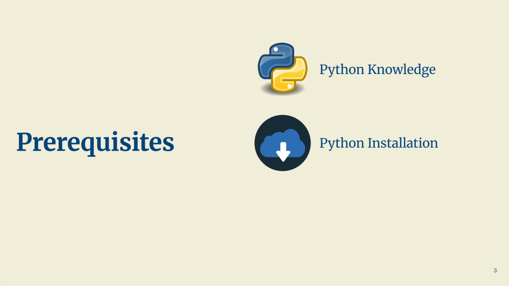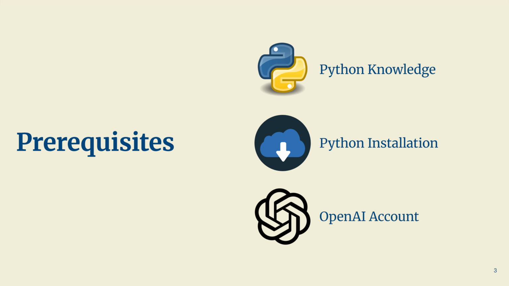First, you should be familiar with Python concepts like Python functions, executing Python scripts, and Python virtual environments. Second, you'll need Python installed on your system. Third, an OpenAI account with API access and available credits. This is required to use the ChatGPT API. We'll see how you can obtain your API key from the OpenAI platform shortly.